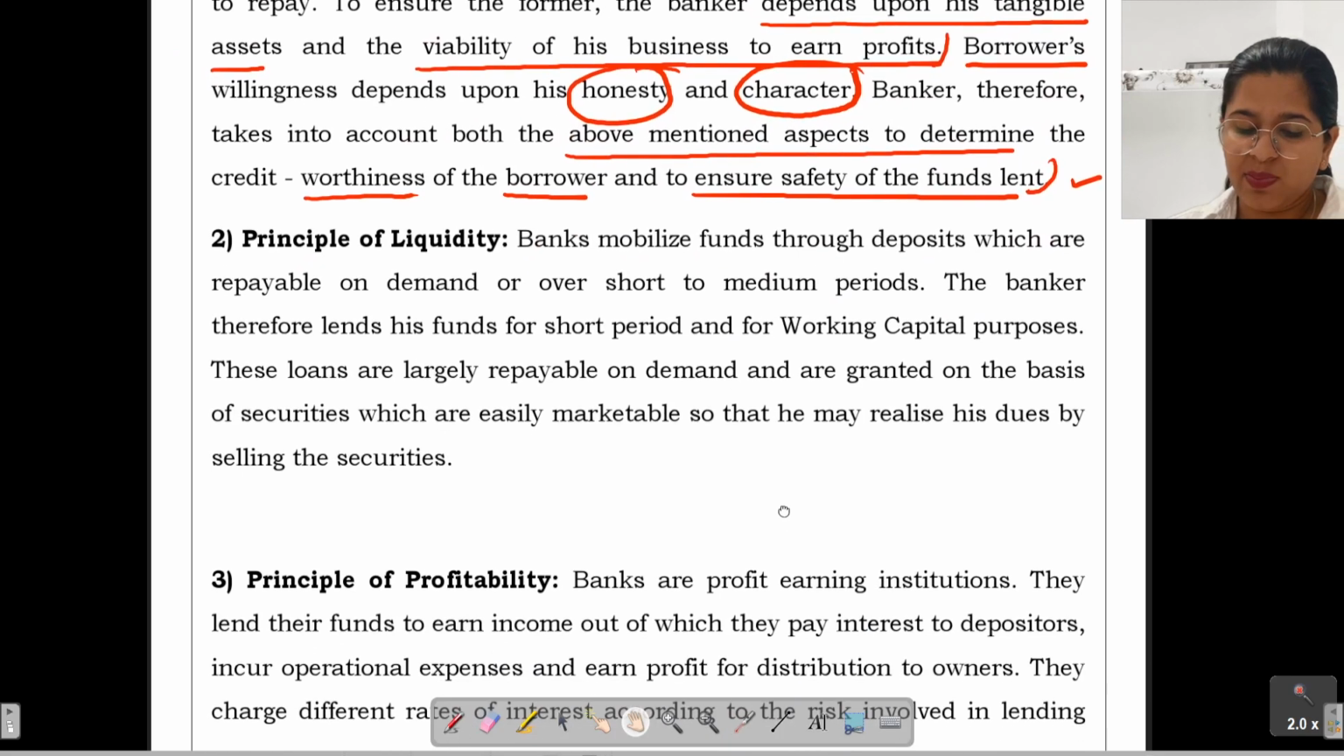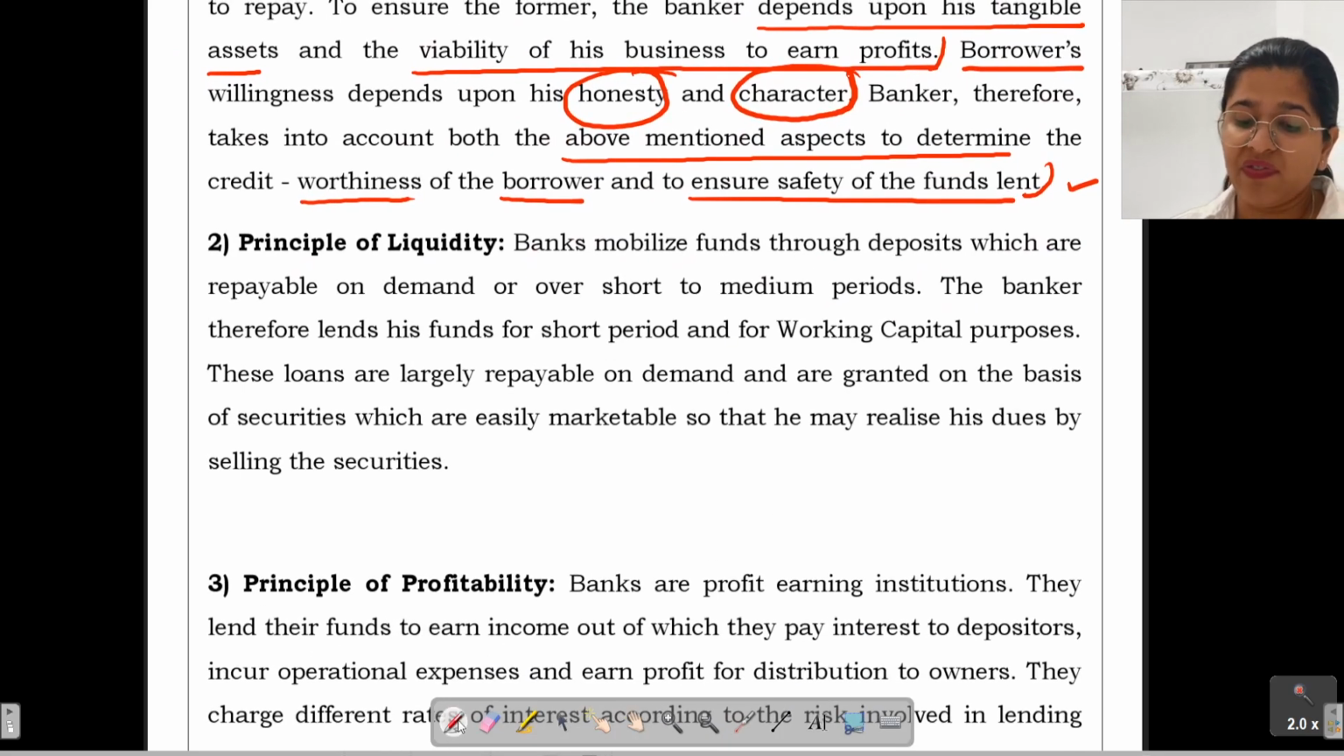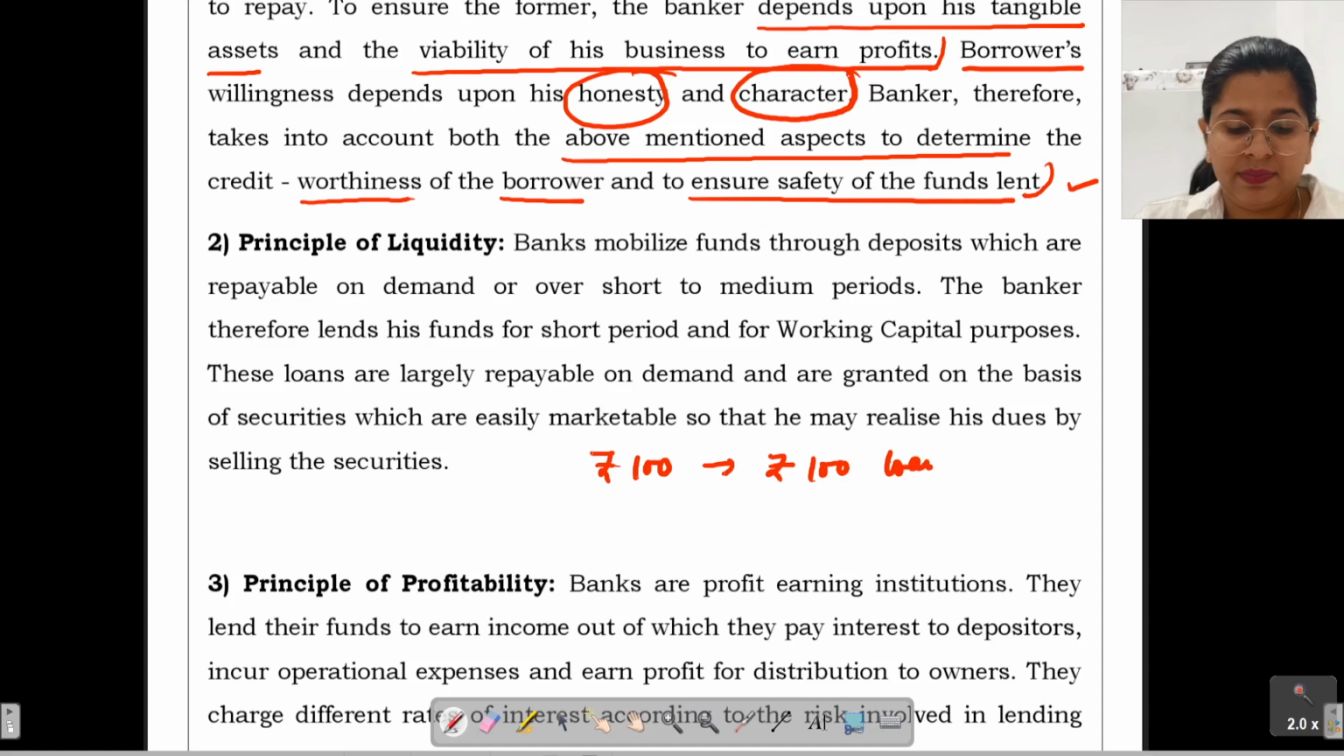And then we have the next principle, called the principle of liquidity. See, I have a bank, and in my bank I have 100 rupees as deposits, and now I have given a total of 100 rupees as loans.